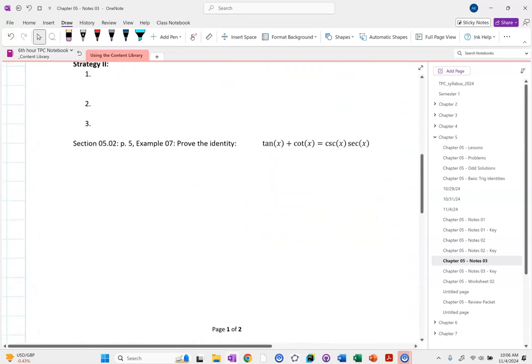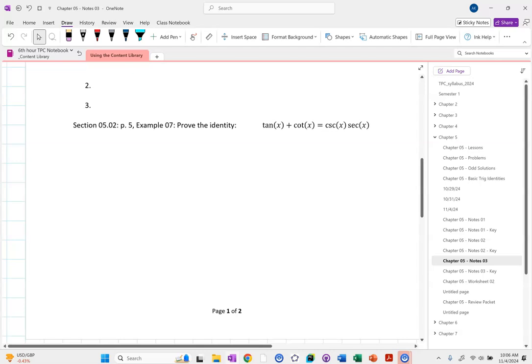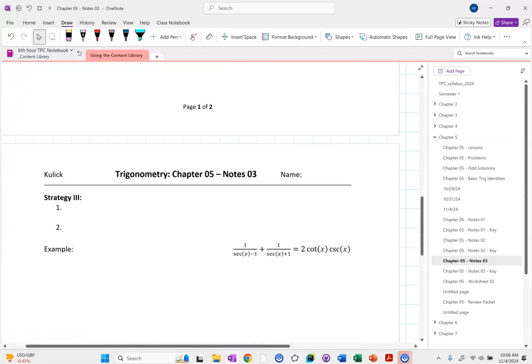We're going to skip the second problem because we already did it. That was the first example problem we did. So we'll just skip that. We already did it.